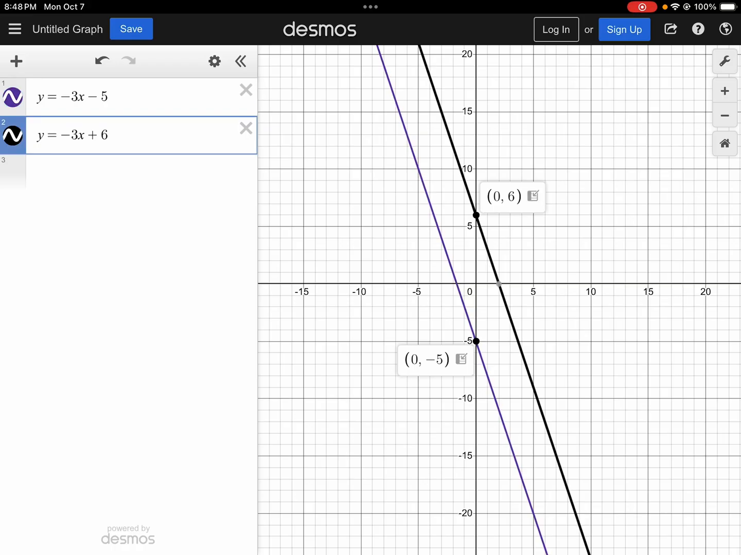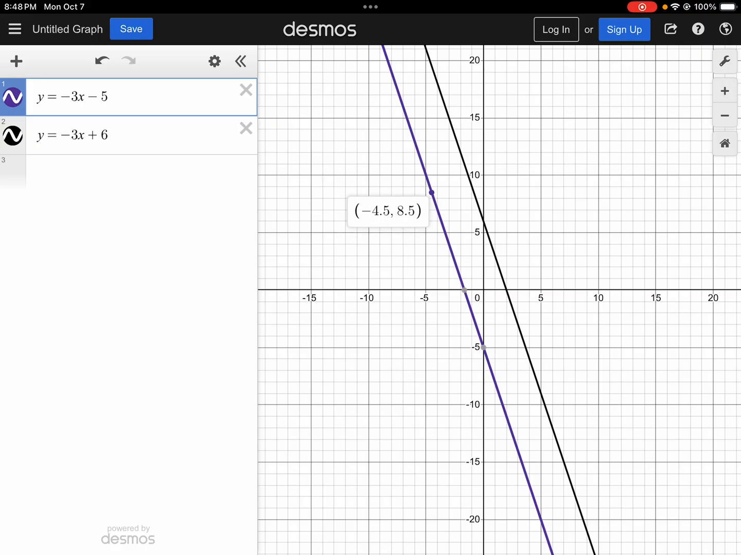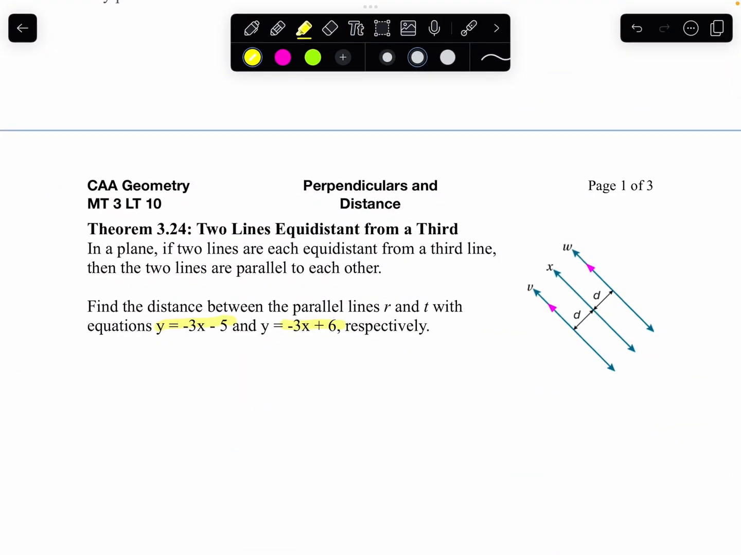I'm going to use one of them, because I can use any point on the line. I could do negative 4.5 and 8.59 if I wanted to. So let's use one of our y-intercepts. Which one do you want to use? I like positive, so I'm going to use the point (0, 6). I get that because my y-intercept on one of my lines is 6. I could have just as well used negative 5.